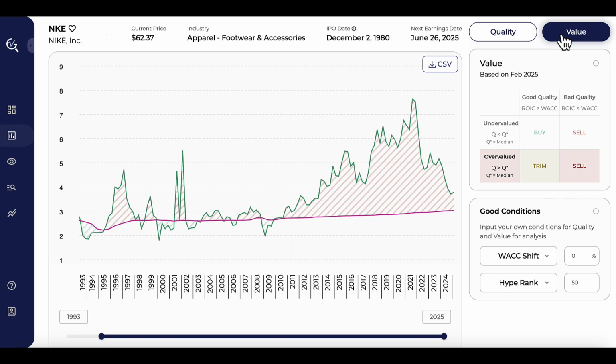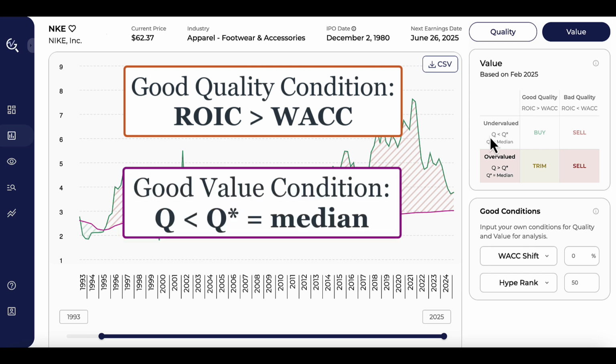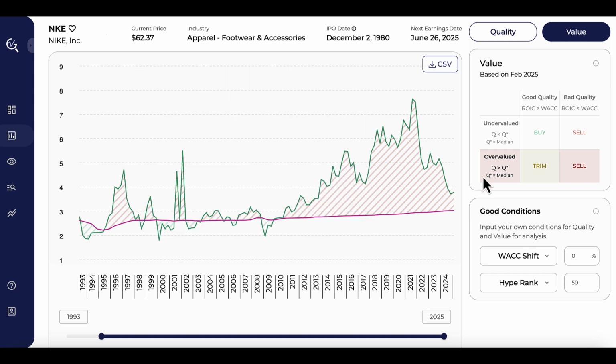We analyzed these in other videos, and we looked at how to incorporate the trading quadrant. In this video, we're going to see how we can customize our conditions for what is a good company or a company that is undervalued versus overvalued. Previously we saw how ROIC above WACC, the cost of capital, was our condition for a good company, and Q, the hype factor, below the equilibrium was our condition for undervalued. But you may want to customize that, and that's where this good conditions box comes into play.